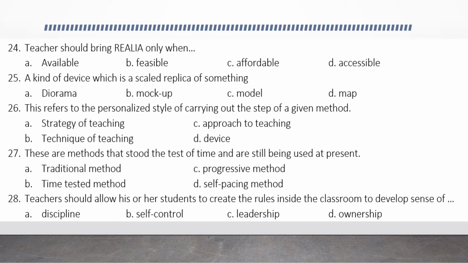24. Teachers should bring realia only when letter B, feasible. Walang repeated question ini. 25. A kind of device which is a scaled replica of something. Scaled replica of something. So the correct answer is letter C, model. So scaled replica siya tungod kay smaller version siya sa original nga or sa realia. Sa bagay na kay kung mag-discuss ka og Earth, imong gamitan kay globe. Globe is a scaled replica of the Earth.